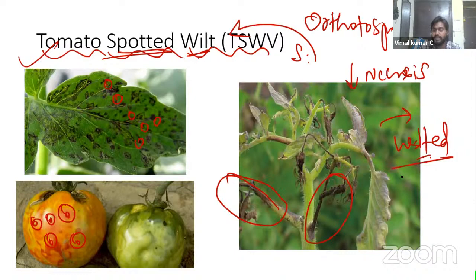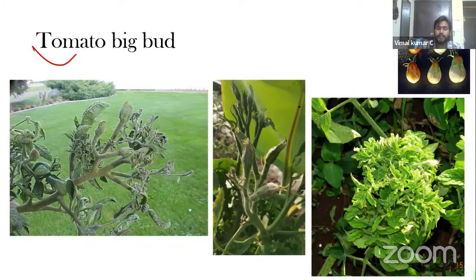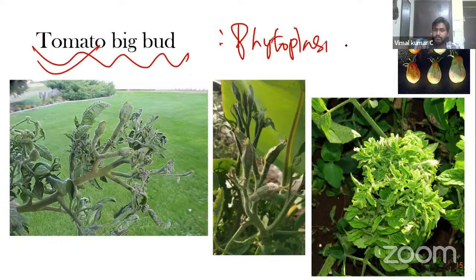Then tomato big bud. This is caused by phytoplasma, right? The symptom you can see is that the flowering buds become very big. See here, the gigantic look, right? This is how the buds become very big in size.